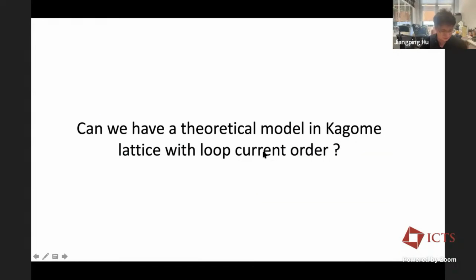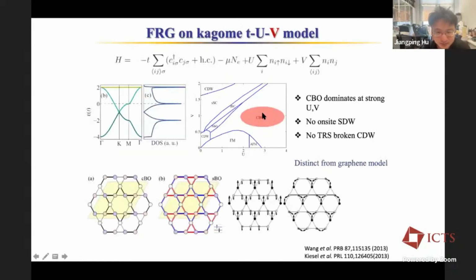So here the question I want to ask as theorists is, can we have a theoretical model on the Kagome lattice that actually has loop current order in the ground state? That's the key question I wanted to address. And whether we can really have a theoretical model on this. So far, it's not easy. Actually, loop current order is not easy to get from realistic models.